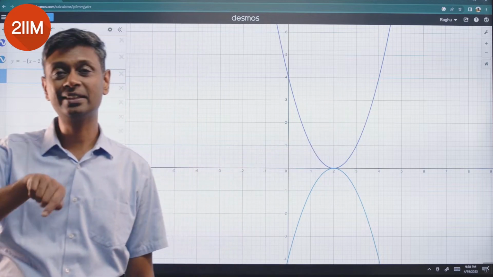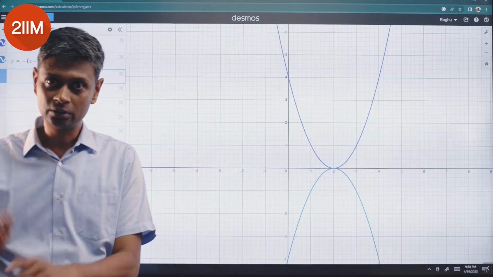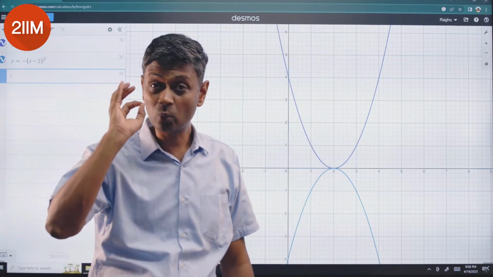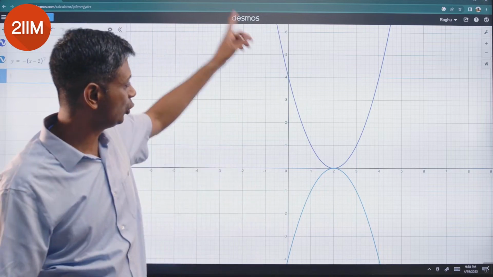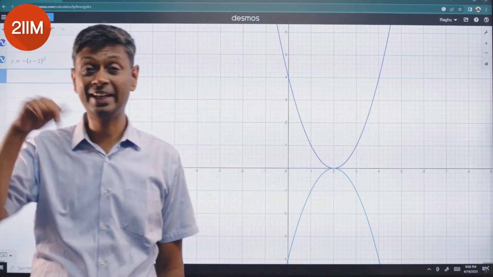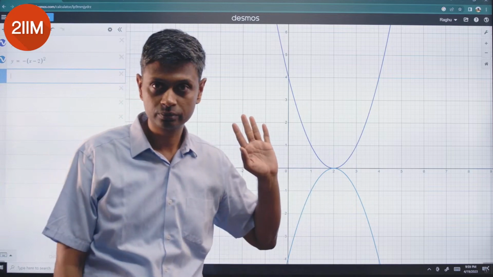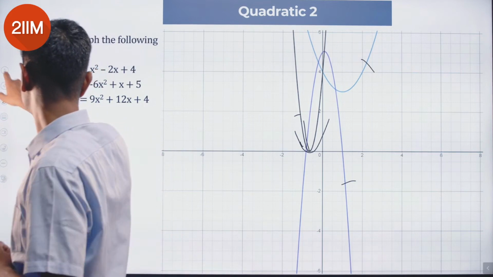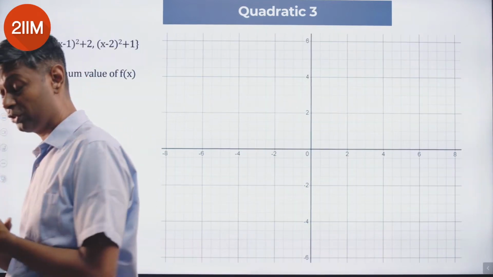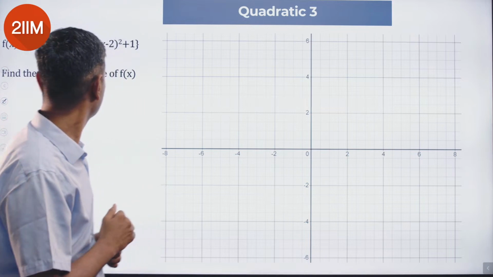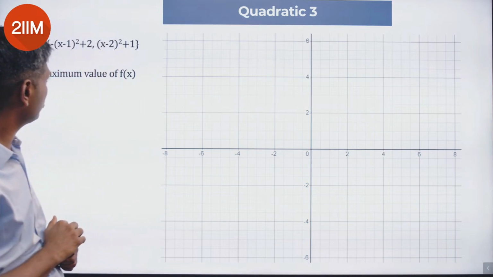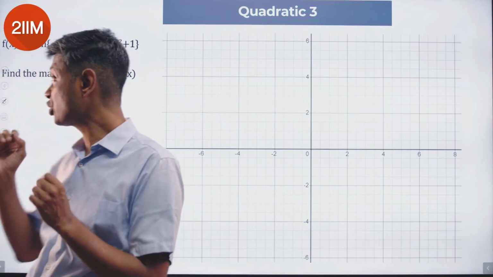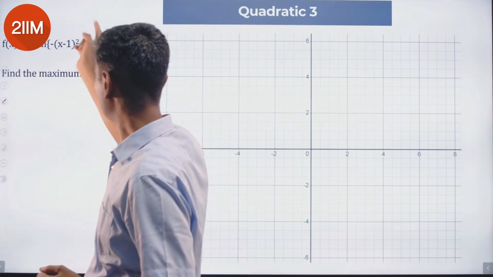Where it cuts the x-axis, does it cut the x-axis at all? That's separate. And so this can be higher or lower. If the coefficient of x square is positive, then you get a U. If the coefficient of x square is negative, you get an inverted U. Lovely. I think we're pretty much done. Nice. Minus of (x minus 1) whole square plus 2, and (x minus 2) whole square plus 1. This function is defined as the minimum of these two.